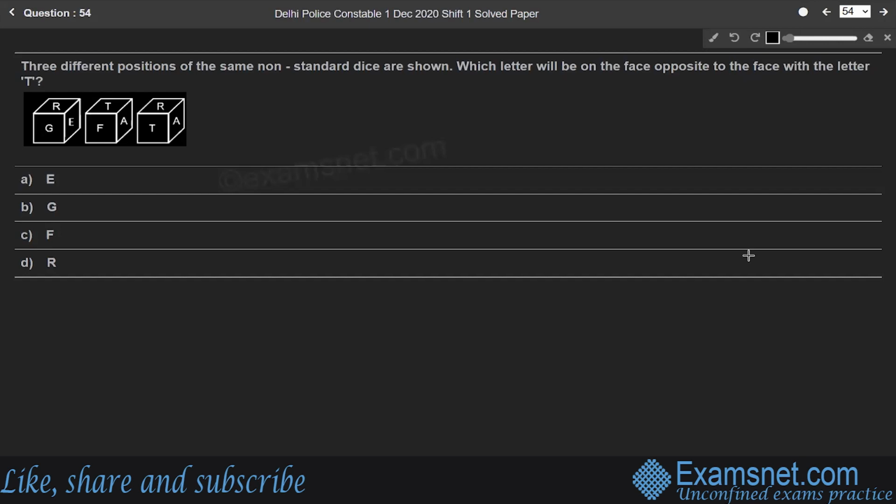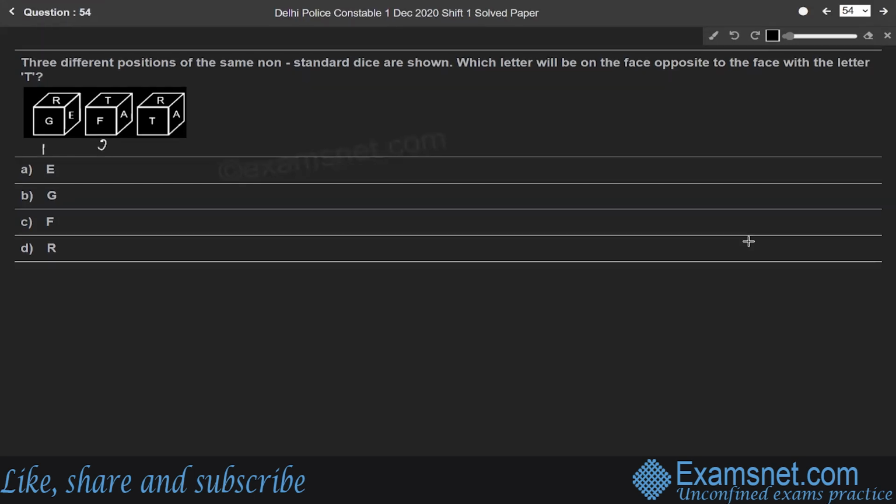Question 54. 3 different positions of the same non-standard dice are shown. Which letter will be on the face opposite to the face with the letter T? So here are 3 different positions of the same dice. First, second, and third positions. So let us solve this problem logically.